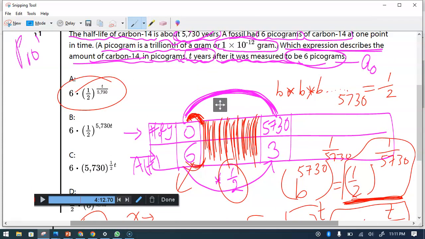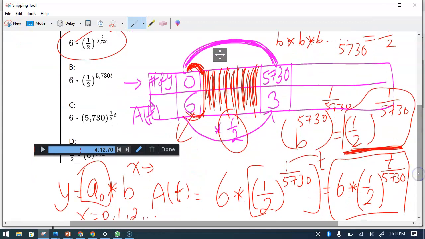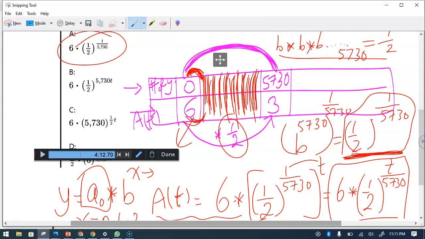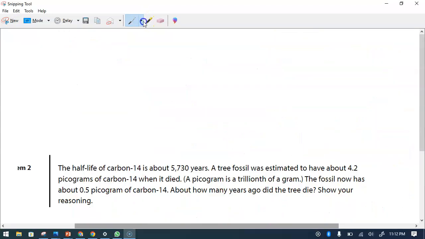Okay, so I want you to make sure you understand this and write all this down, note how it works, so that you really understand how to write an exponential function in this real-world situation. Okay, let's go to the next one.